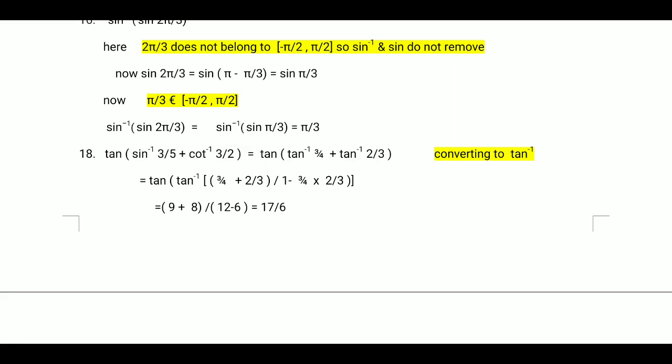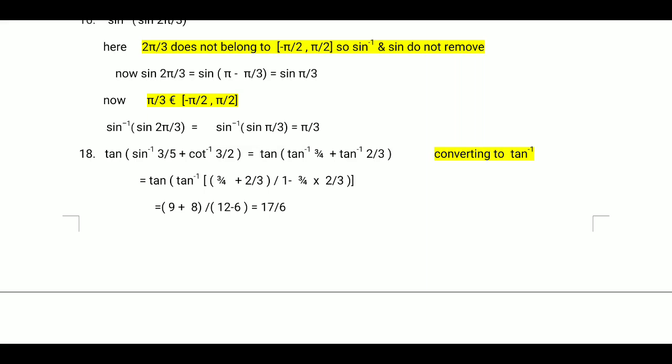And similarly cot inverse 3 by 2, that is tan inverse 2 by 3. If we draw a triangle, for cot inverse we get 3 as the base and perpendicular is 2, but in case of tan inverse it is perpendicular upon base, so this becomes tan inverse 2 by 3. Thus we see here the tan inverse x plus tan inverse y form. We use the formula tan inverse x plus tan inverse y is equal to tan inverse (x plus y upon 1 minus xy). So this becomes tan inverse of (3 by 4 plus 2 by 3) upon (1 minus 3 by 4 into 2 by 3).